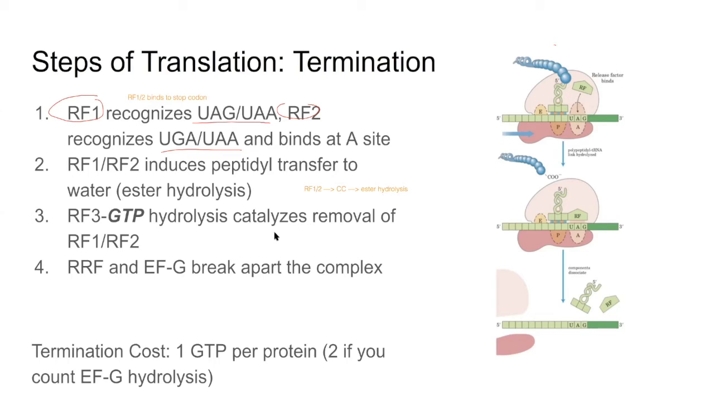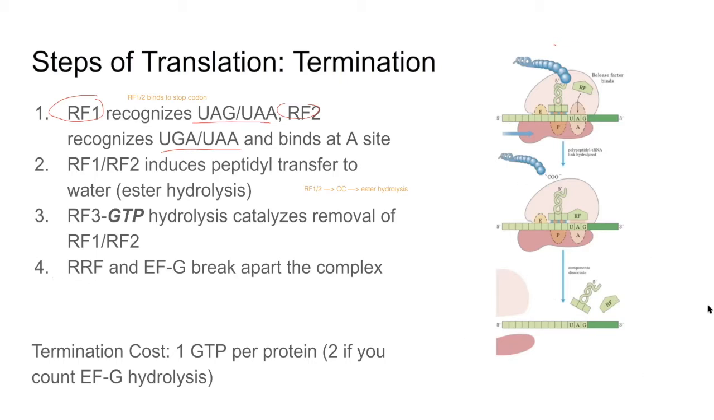Then we need to break this entire ribosome apart so that we can reset this. To do that, we are going to need this protein called RF3. RF3 is GTP bound, and RF3 is going to bind to the ribosome and facilitate the removal of RF. When that is removed, RRF and EFG also come in to break apart the complex.